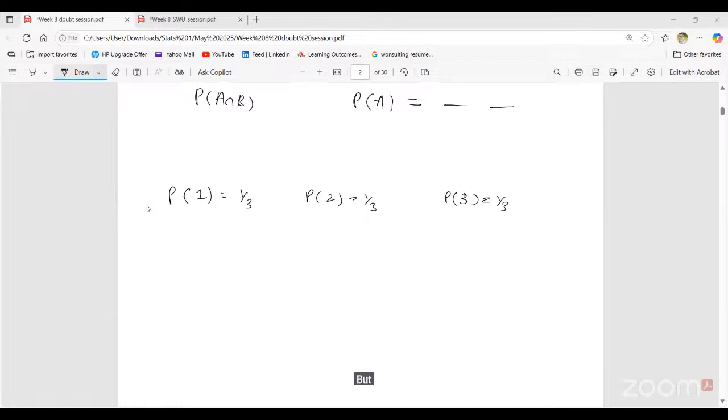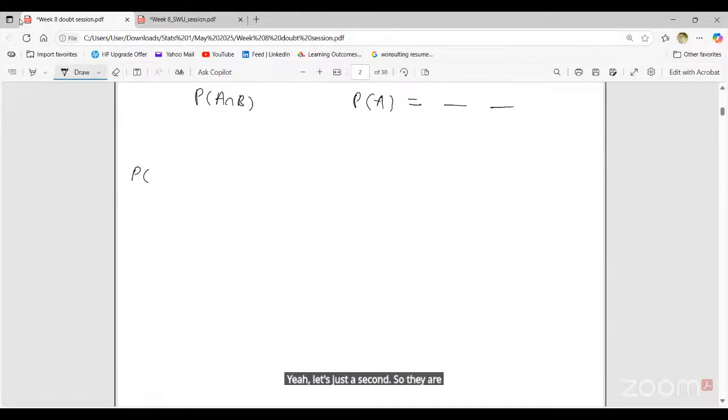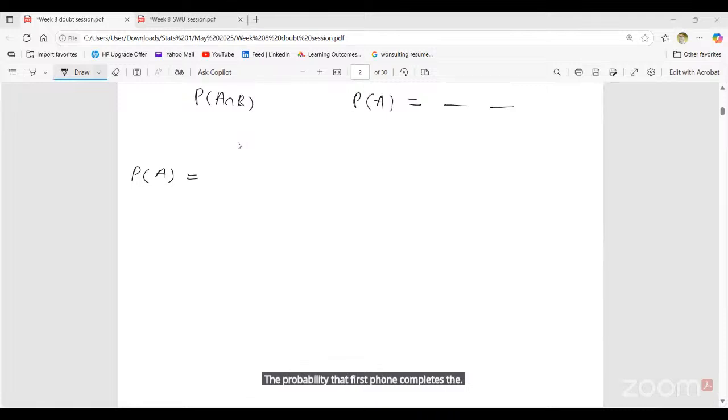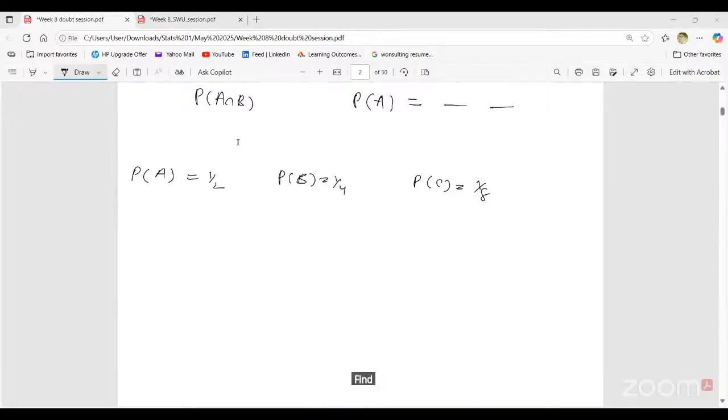But they're not saying that it's equal probability, right? Fine. This is not the law of total probability actually. Can you just solve the question? Yeah, let's suppose the probability that the first student completes the task is 1 by 2, the second student completes the task is 1 by 4, and the third student completes the task is 1 by 8, correct? So I need to find the probability that the task is completed.